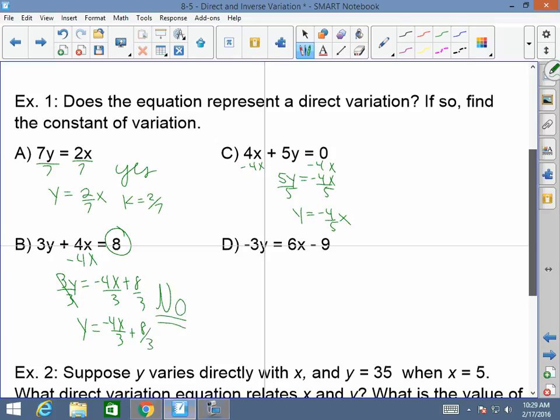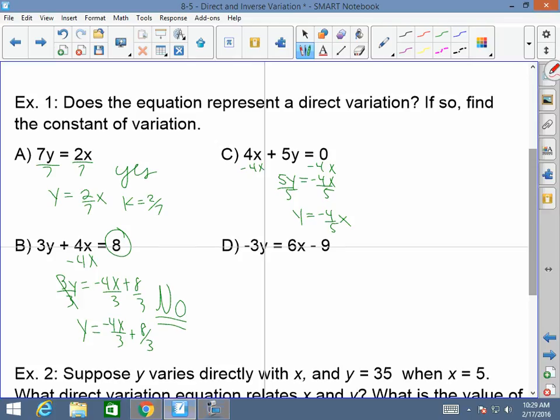Why is it not a direct variation, guys? Thank you. Because of this 8/3 here when I solve for y, or because of originally that 8 that was there. You know it's going to be added to the x, and that can't happen. Letter D, do I even have to solve for y here? No. If I divide by negative 3 to everything, I get y equals negative 2x plus 3. That 3 makes it not a direct variation.